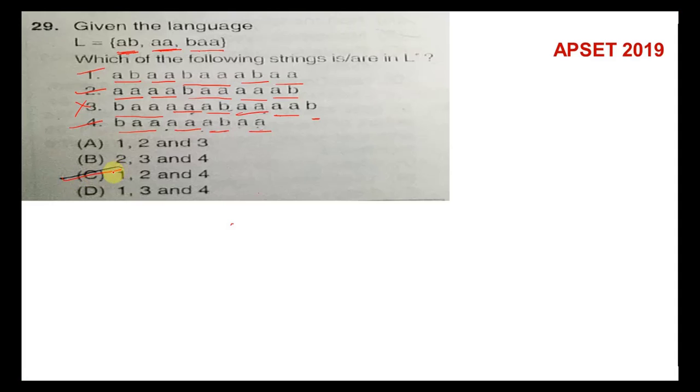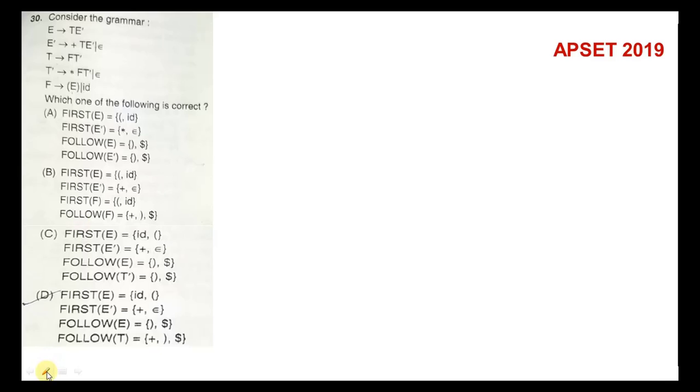So option number C is the right answer for this question. And next one, he has given a grammar. From this grammar we have to find out the first and follow sets of the grammar. First we calculate the first of the non-terminals, and then we can calculate the follows of the non-terminals.